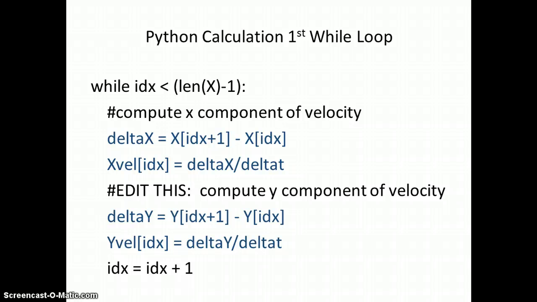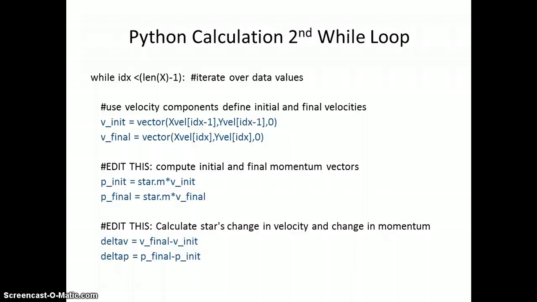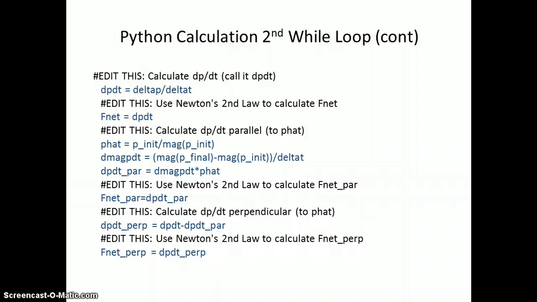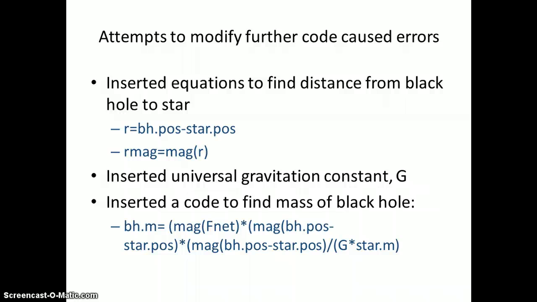The first while loop in Python is used to define the velocity components, and the second while loop is used to actually define velocity and momentum and the change in velocity and change in momentum. And we continue on there and we tell it to find our F-net for us and break F-net down into parallel and perpendicular components.